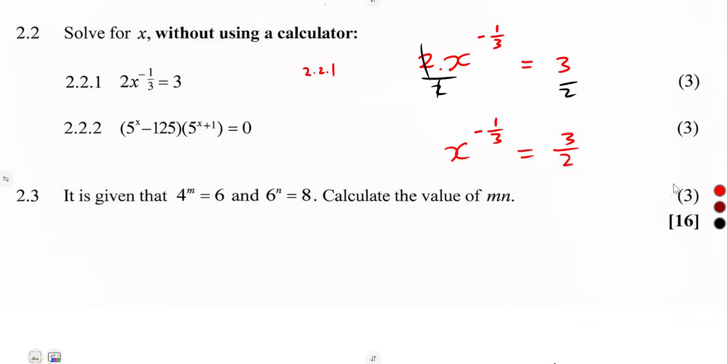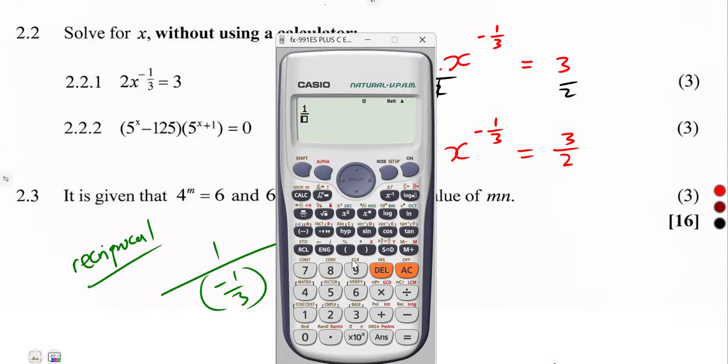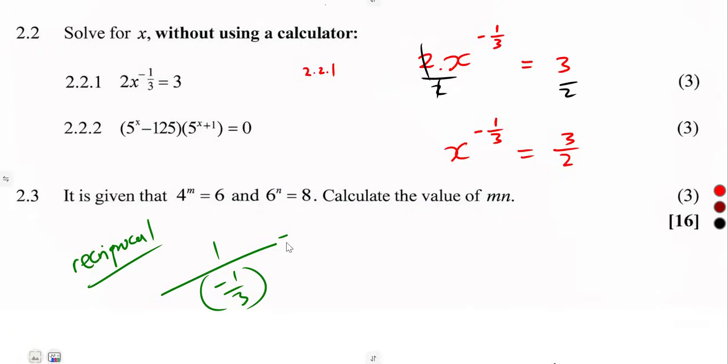So how can we solve when we have a rational exponent, like this fraction? What we can do is simply find its reciprocal. The reciprocal of minus 1 over 3 is 1 over that. The reciprocal of what you're given is simply 1 over that. The reciprocal of minus a third is going to give us negative 3. So that is our reciprocal, negative 3.